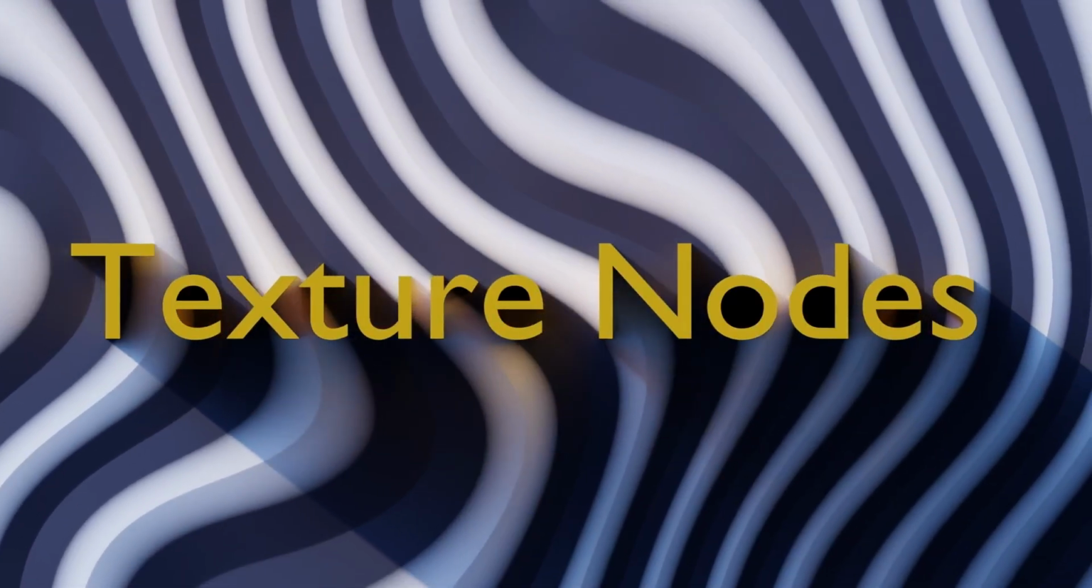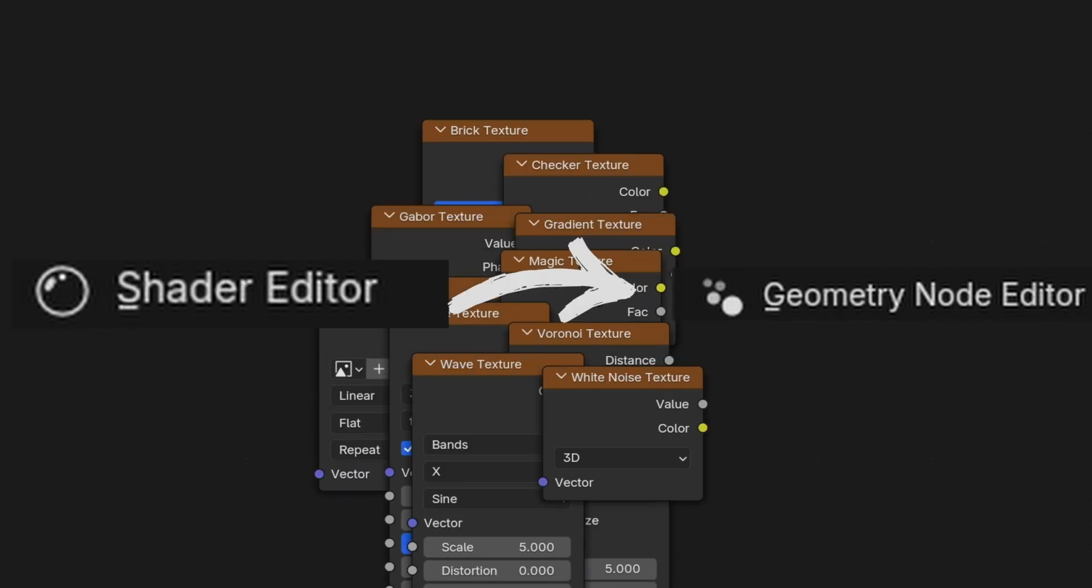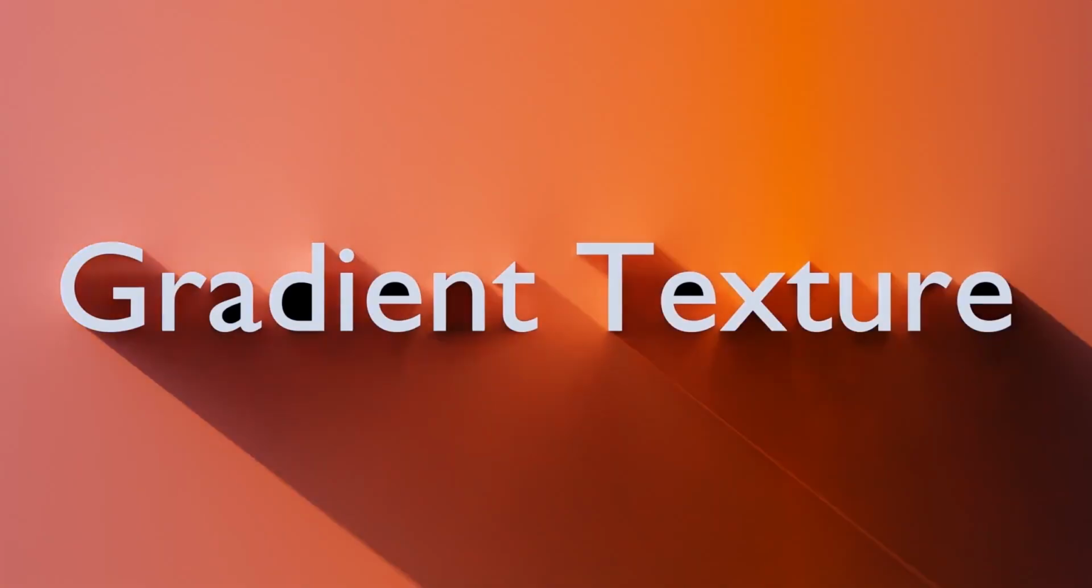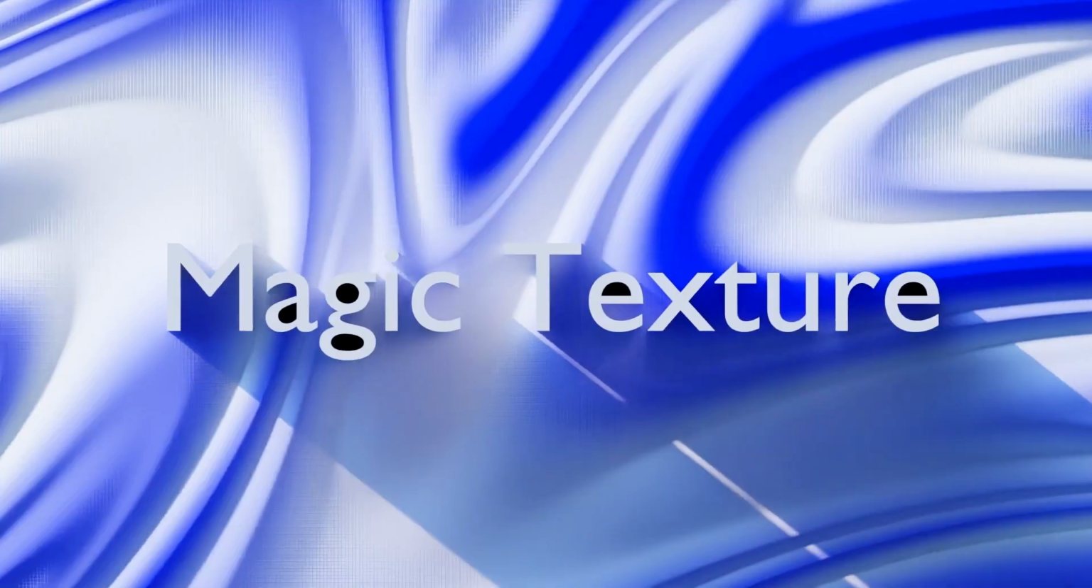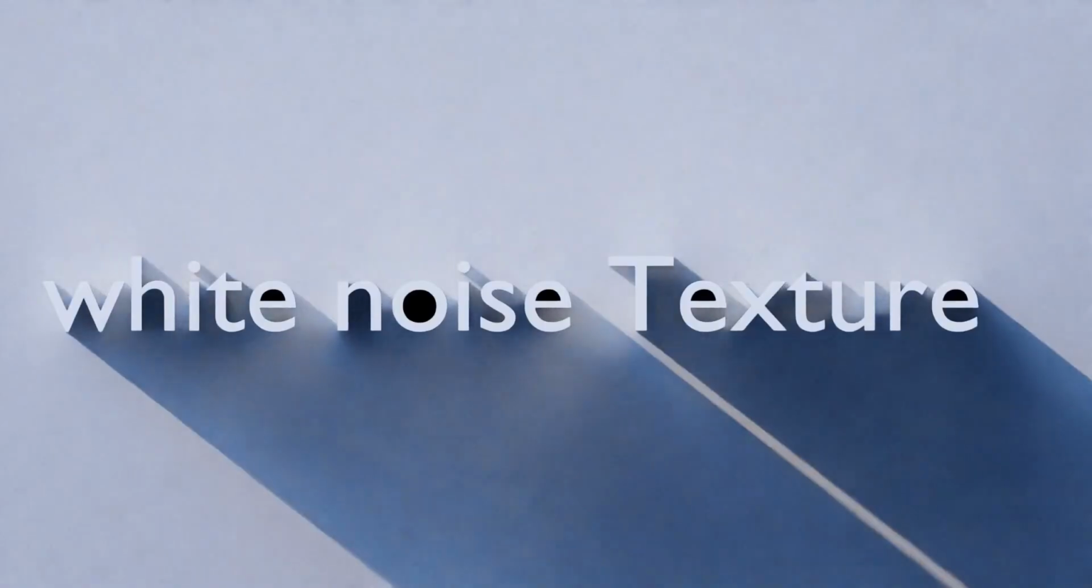The next set of nodes are called texture nodes. These are the same procedural textures that have been ported over from the shader editor. So I'll just quickly run through all of them. We got the brick texture node, the checker texture node, the Gabor texture node, the gradient texture node, the image texture node, magic texture node, noise texture node, Voronoi texture node, wave texture node, and white noise texture node.